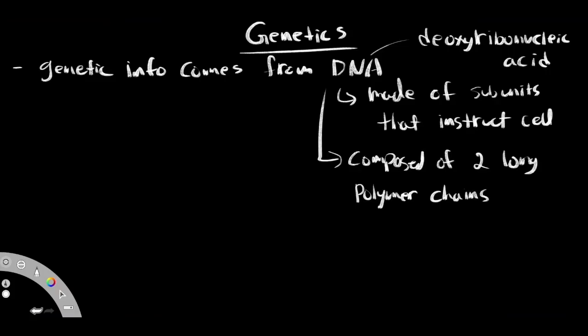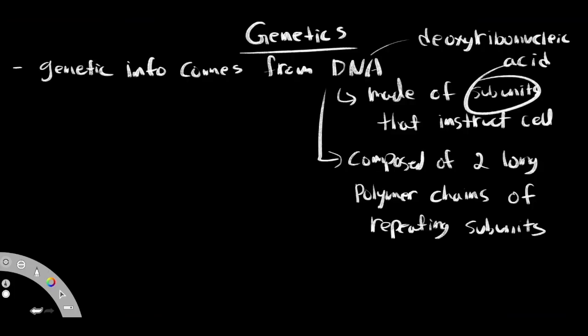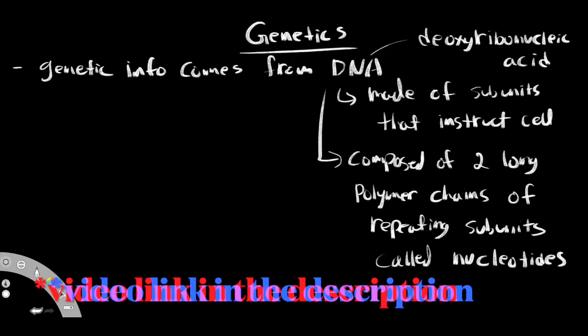All right, so these polymer chains are repeating units, as we mentioned up here. So what are the names of these subunits that we have repeating in a pattern-like fashion? They're called nucleotides. So these are the building blocks of nucleic acids, what we learned about in the macromolecules video.